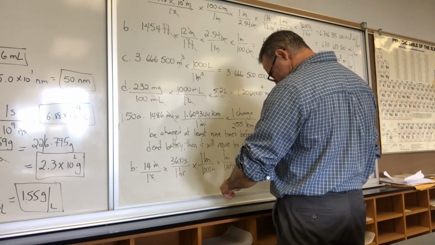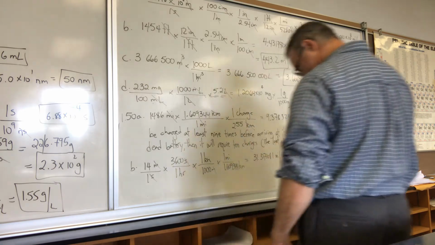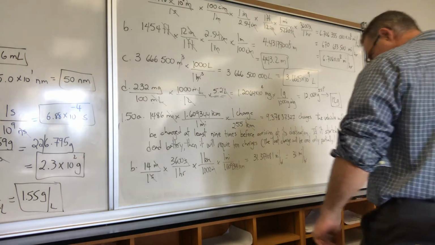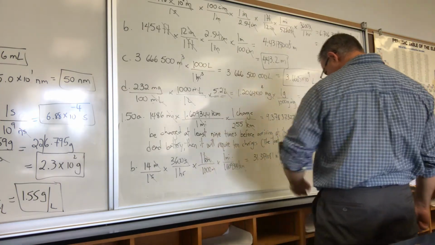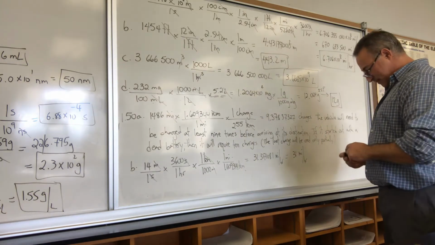And that's going to give us, all right, and there's 1 mile per 1.609 kilometers, so kilometers cancel, turns into miles per hour. 31 miles per hour when you're only allowed 2 sig figs.